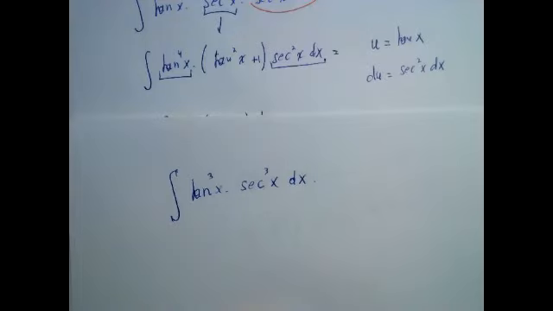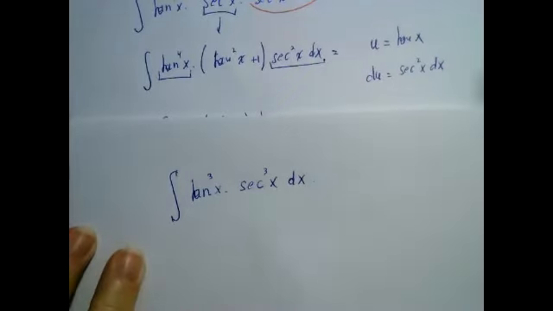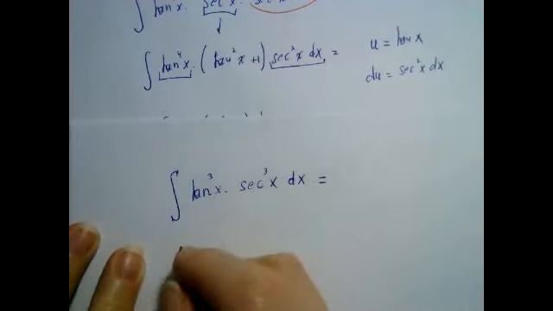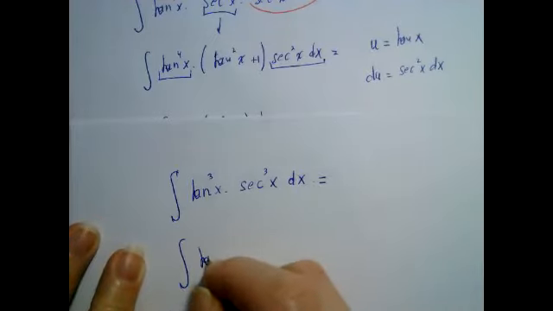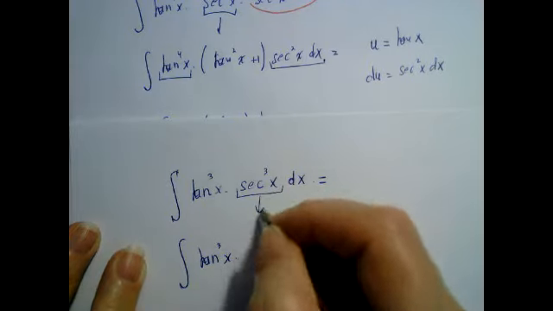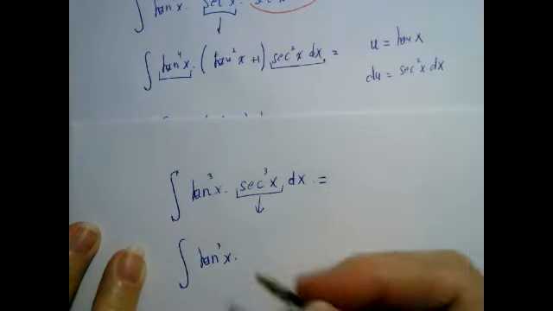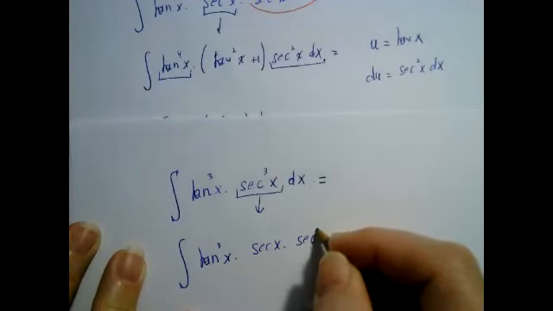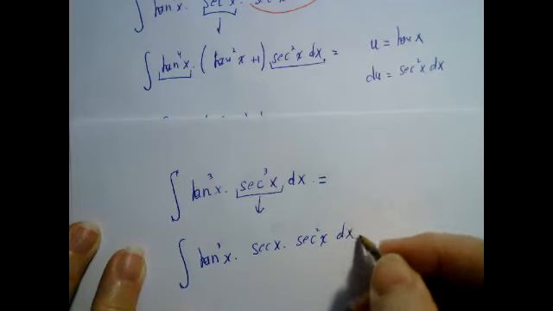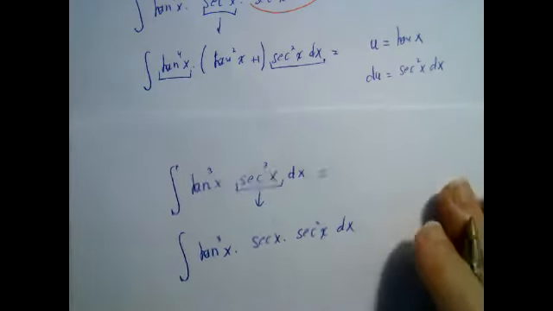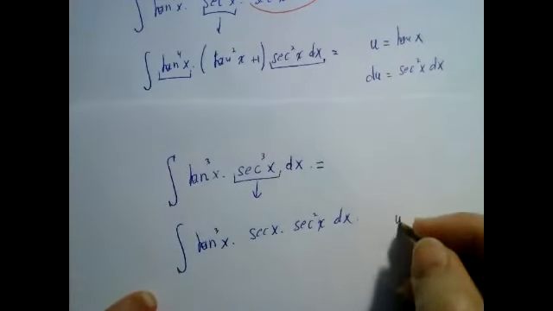Split secant cubed into secant squared and secant x. Then once tangent becomes u, you can take the secant squared out. Give me 1 minute, I'm not that fast. So you want me to split this as imitation to what we did before, right? So it's going to be split into secant x, secant squared x dx. With me? Okay. Then make u tangent. u equal tangent.